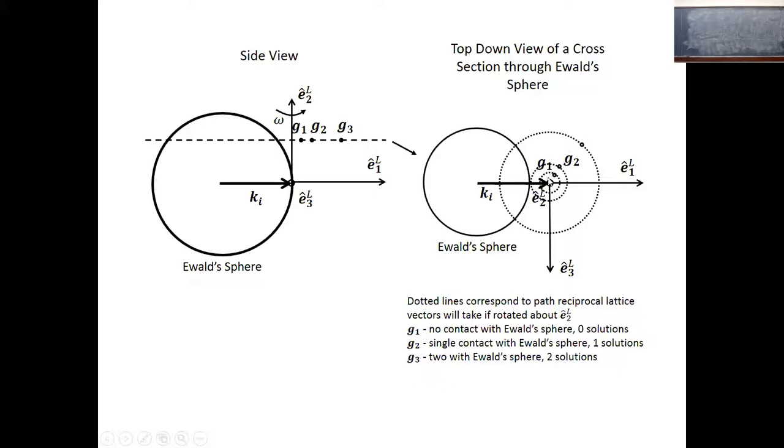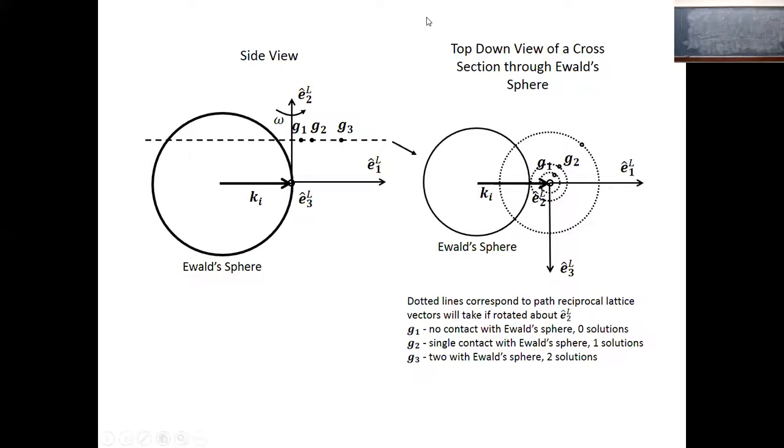In reality, this edge case does not happen very often. You'd have to be pretty lucky to orient your crystal this way. Most reciprocal lattice vectors in a rotating crystal diffraction experiment will either not diffract, or they'll diffract twice as they're spinning around 360 degrees. As we can see, this is pretty helpful for figuring out solutions without necessarily having to solve the complicated equation that I just wrote up on the board.